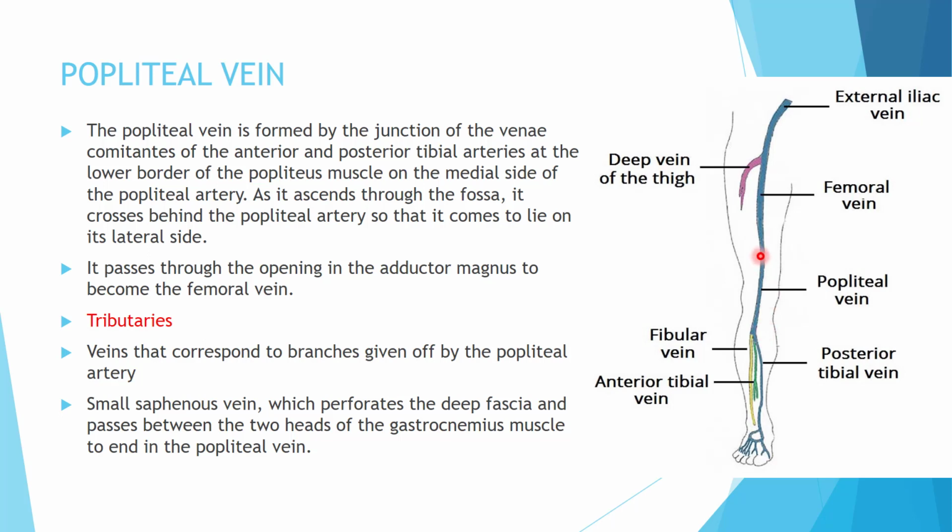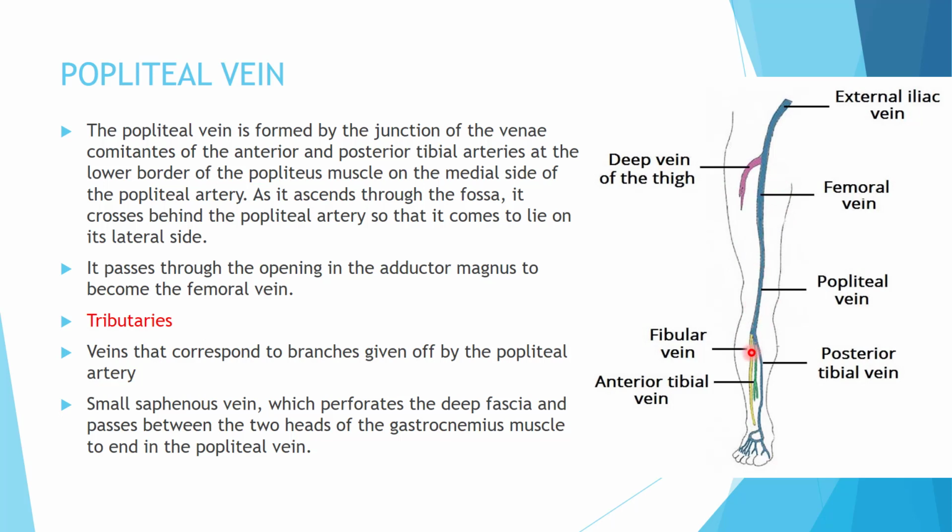As it ascends through the fossa, it crosses behind the popliteal artery so that it comes to lie on its lateral side. So what we have learned is that first the popliteal vein will be on the medial side of the popliteal artery, then it will become posterior to the popliteal artery, and then it will be on the lateral side of the popliteal artery. It passes through the opening in the adductor magnus muscle to become the femoral vein.